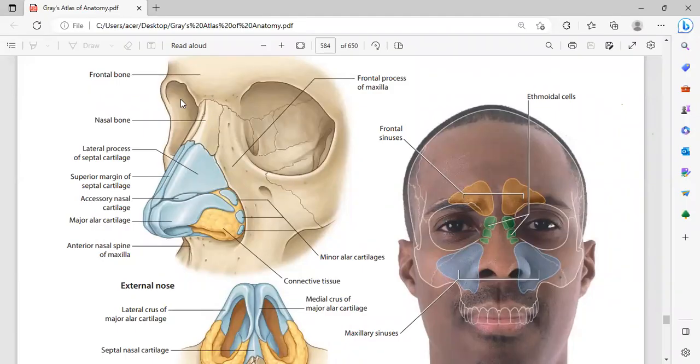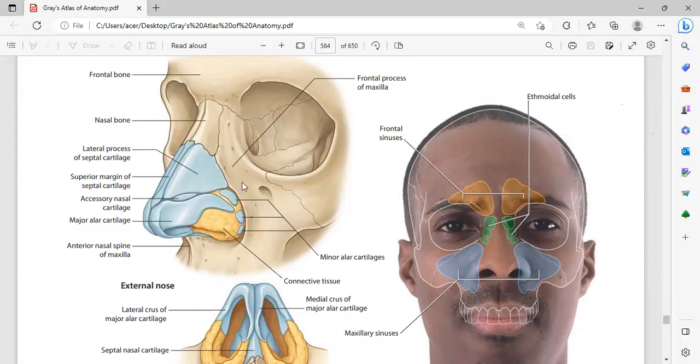Okay, so the external nose is formed by 4 parts. That is the root, that is this part at the top, which is continuous with the forehead. The base, which is formed by the nostrils. This part here, which is called the dorsum, which is formed of a bridge in the upper part and the tip of the nose in the lower part. And then the ala of the nose, which is formed by these cartilages and by fibrofatty tissue. Okay, so that is the external surface of the nose.